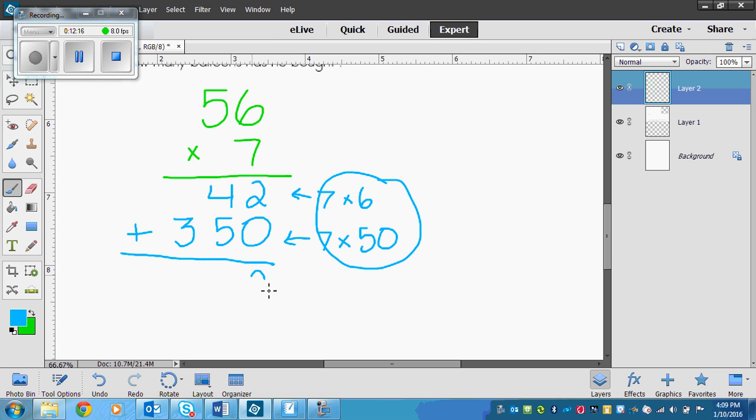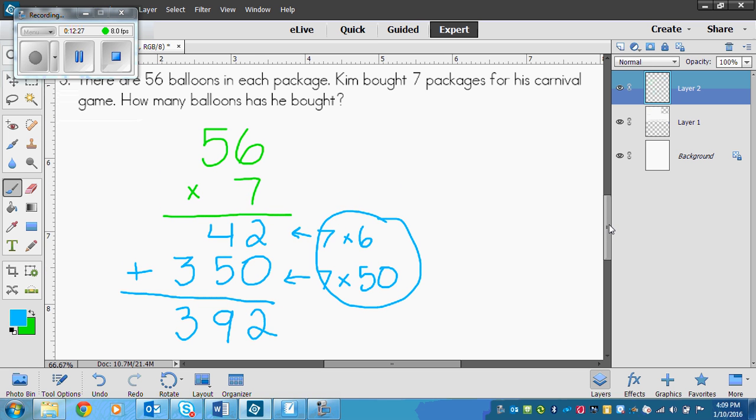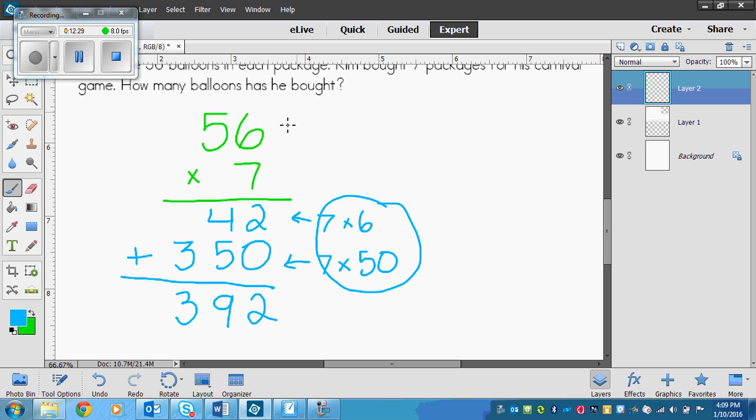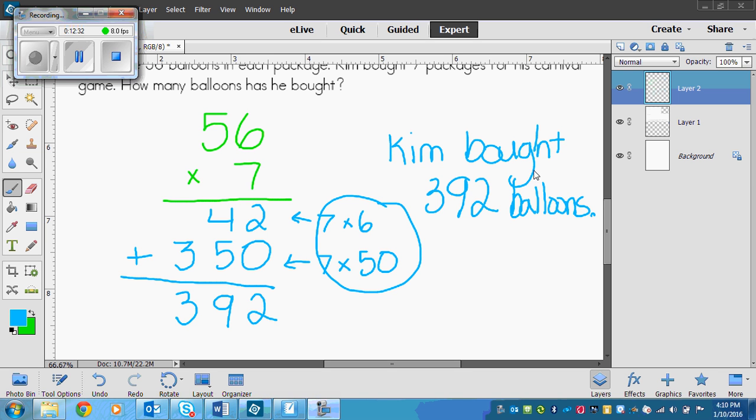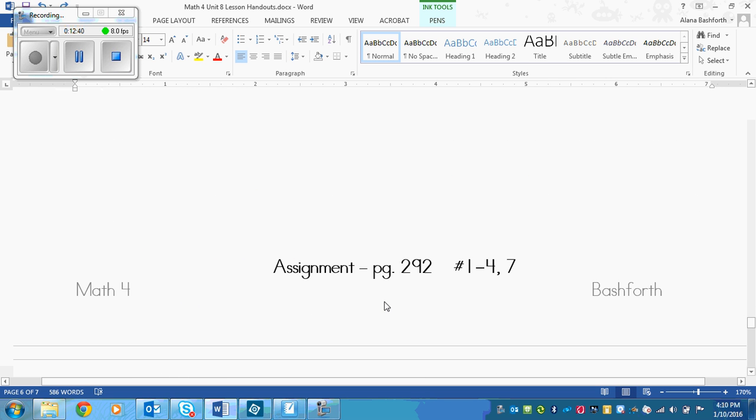So we have a 2, 4 plus 5 is 9, and 3 to end. And since this is a problem, we have to answer in the form of a sentence. So how many balloons has he? Kim bought 392 balloons. Okay, so your assignment then is on page 292, and it's questions 1 to 4 and 7.